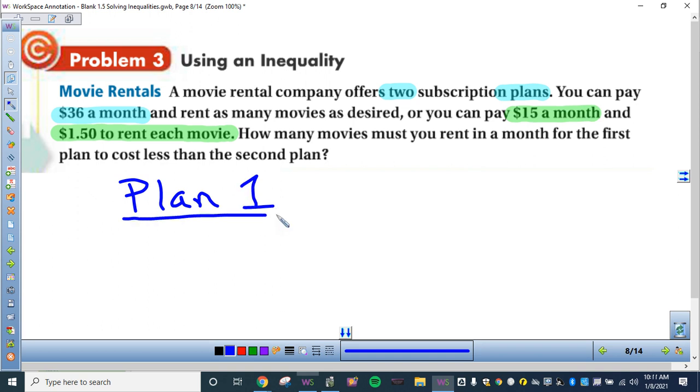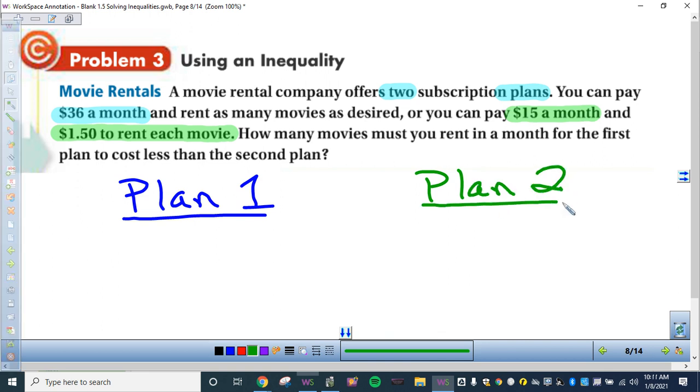So we can even match the colors to the highlight colors, because I feel like being extra psychotic about my organized use of color today. So plan 1 is just straight up $36 a month. Plan 2, $15 a month plus $1.50 to rent.